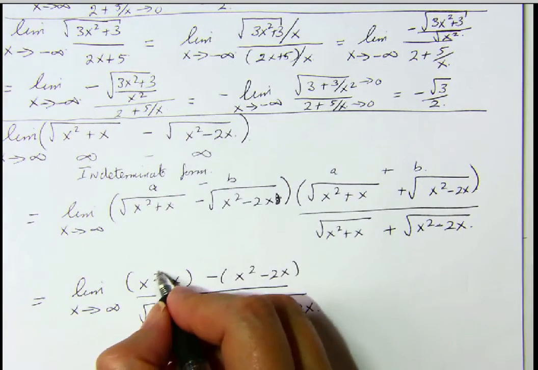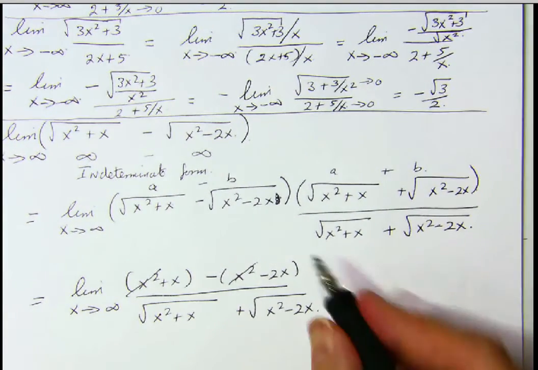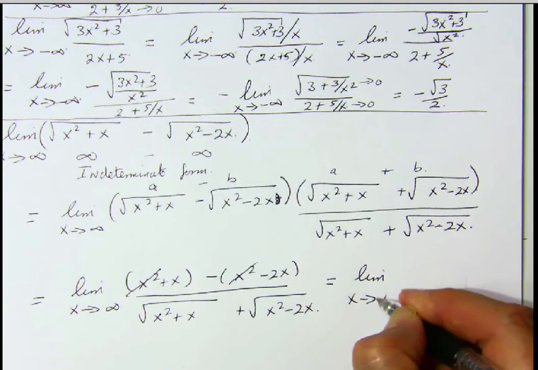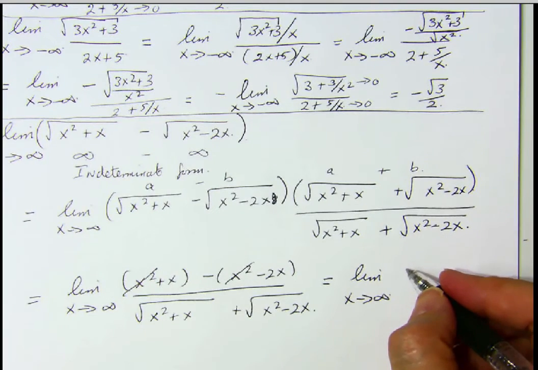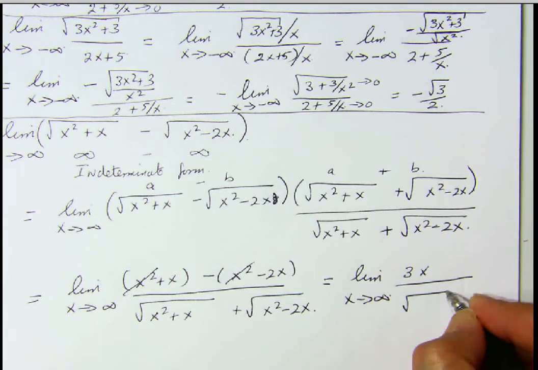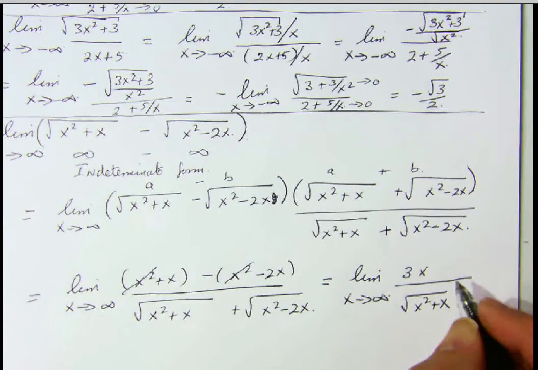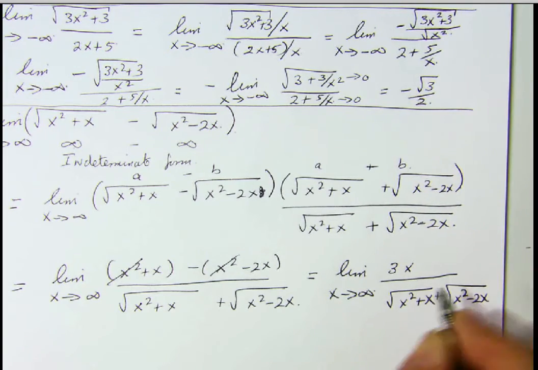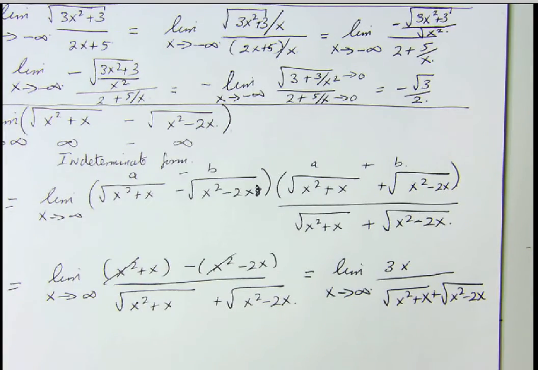Now some things cancel here. The x squares go away, and we're left with the limit as x goes to infinity of x minus minus 2x, so that's 3x, over the square root of x squared plus x, plus the square root of x squared minus 2x. Now as x approaches infinity, the numerator approaches infinity, and so does the denominator. So again we have an indeterminate form.